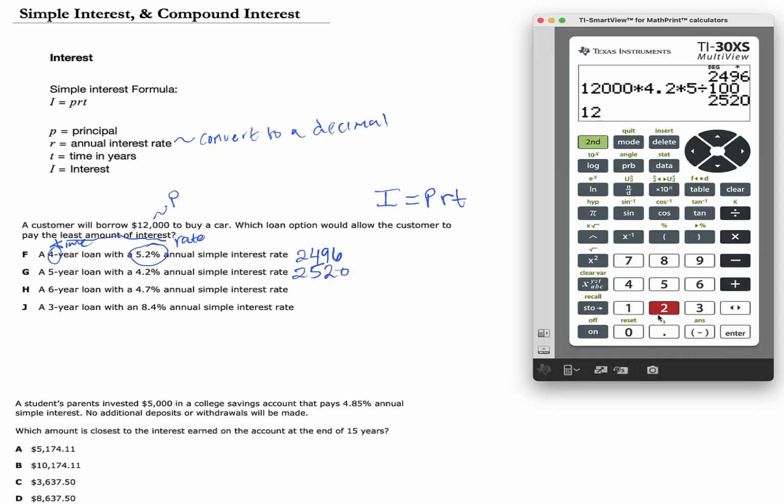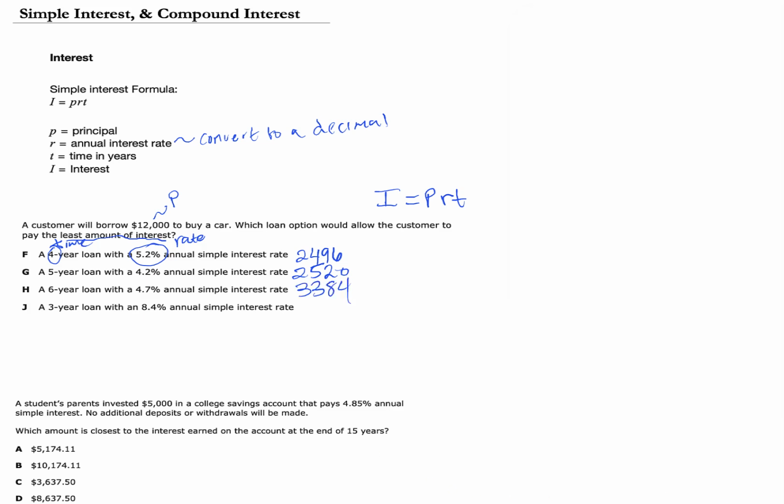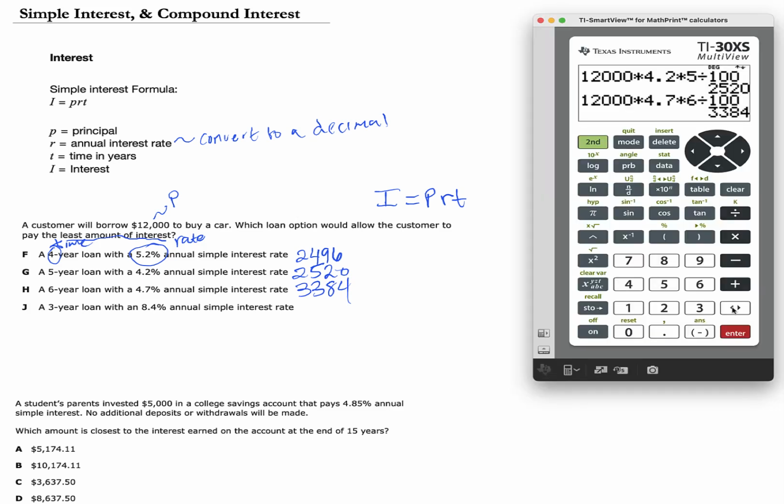Let's go to H. We have a $12,000 loan. The interest rate is 4.7, and it's a 6-year loan. And then let's divide by 100. That's $33.84.